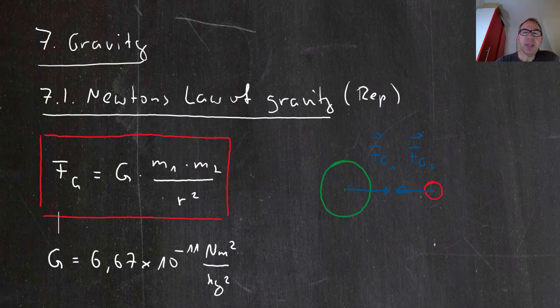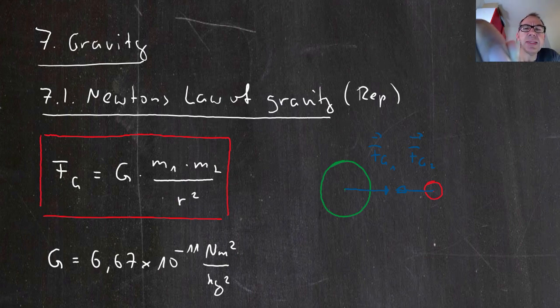I have drawn these vectors exactly the same length, since we know Newton's third law, actio reactio, and it tells us if the green one is pulling the red one, the red one is pulling the green with the same force. This, of course, holds also true in this case.